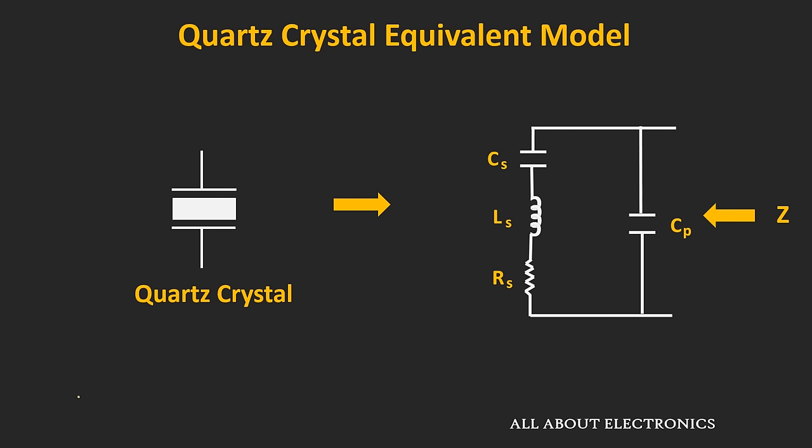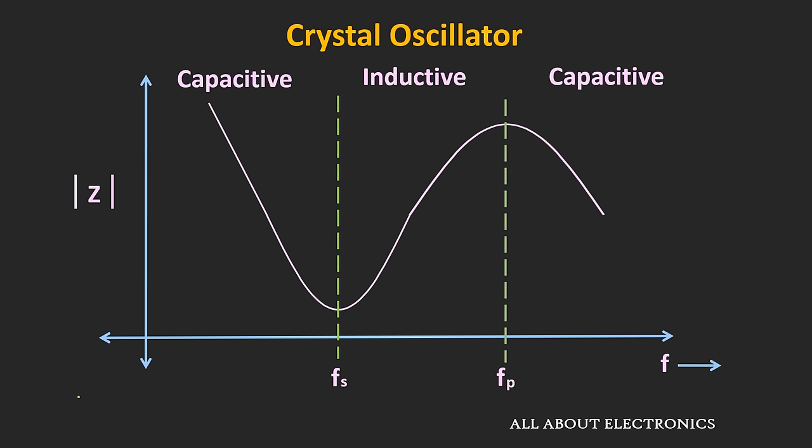Now the resonating crystal which is used in the feedback of the oscillator has two resonating frequencies. The one is series resonant frequency and the second is parallel resonant frequency. So while selecting the quartz crystal for the specific application, we need to decide at which resonant frequency we are going to operate this quartz crystal.